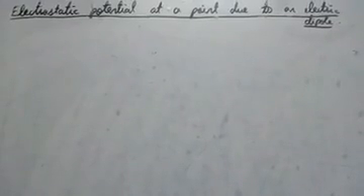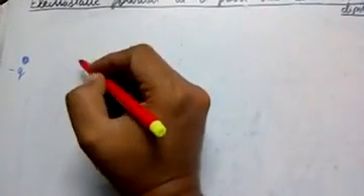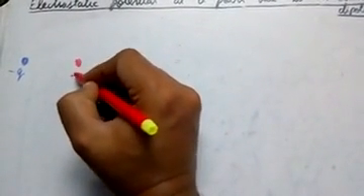Let us now study electrostatic potential at a point due to an electric dipole. So first let's take a dipole. A dipole has two charges. One is a negative charge, I'll draw it here. So let the negative charge be minus q, and we have a positive charge. Let the positive charge be plus q. They are separated by a distance. The distance is 2a. Okay.